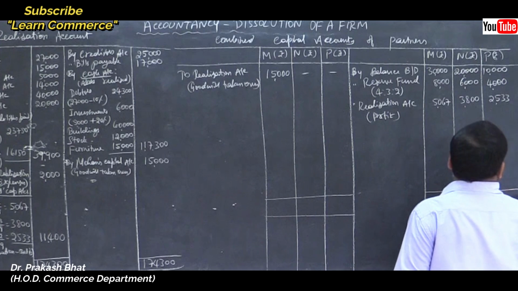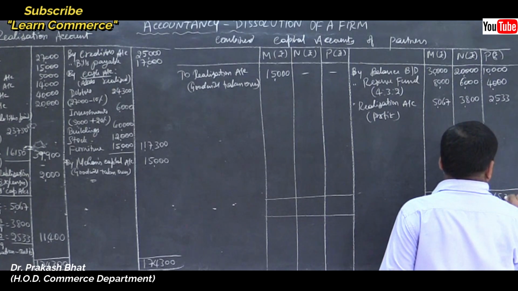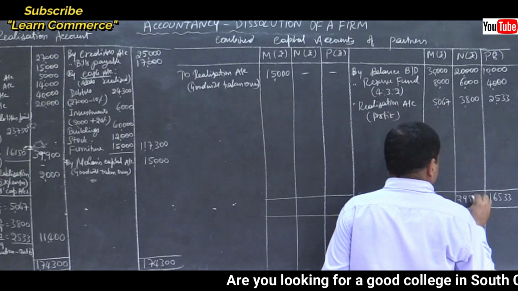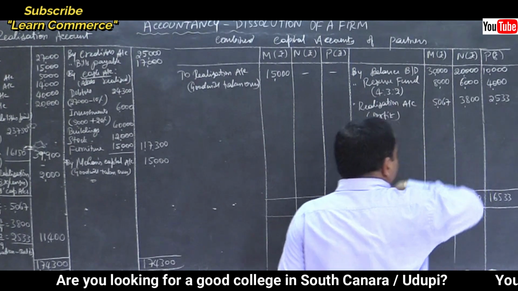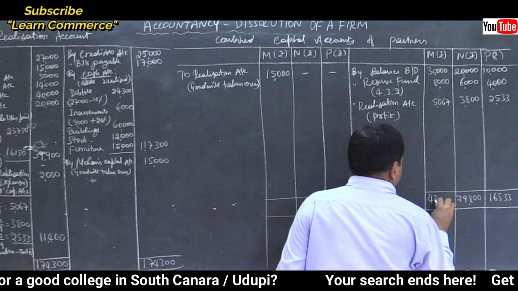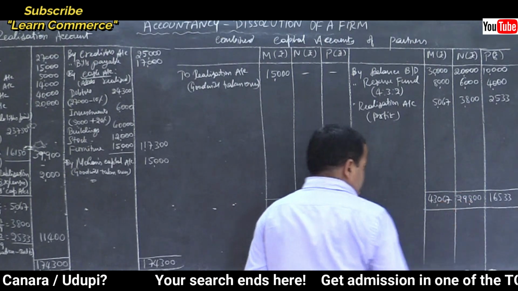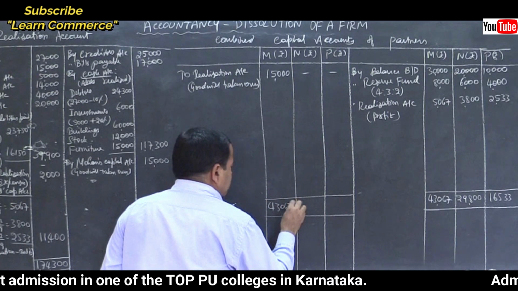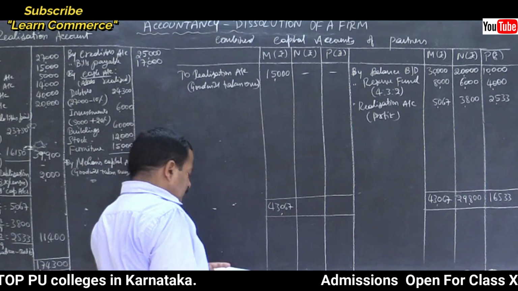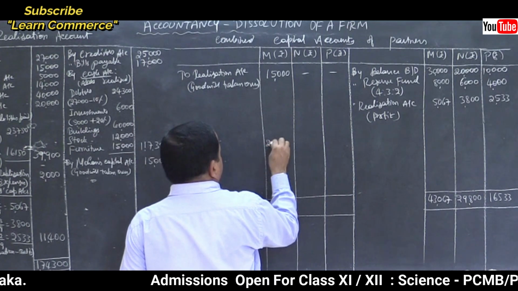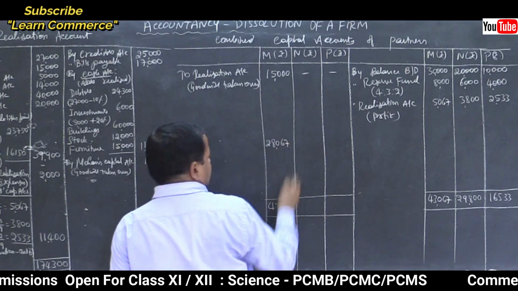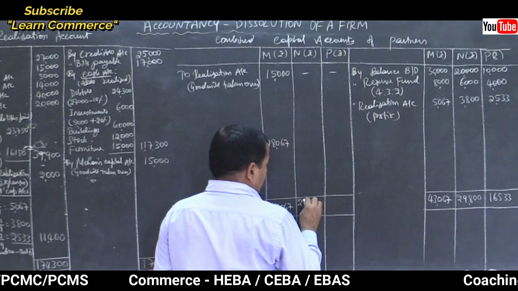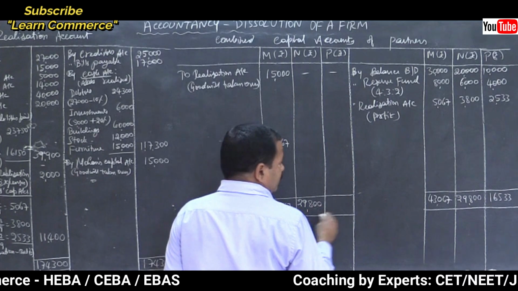So take the total: 16,533, yes it is. 29,800 and 43,067. Is it correct? Yes. Write the same total on the other side. There is only one entry on the debit side, isn't it? Find out the difference. 28,067 is the difference. In the other two columns, there are no debit entries. So straight away, whatever amount you are getting, it itself is the difference, right?